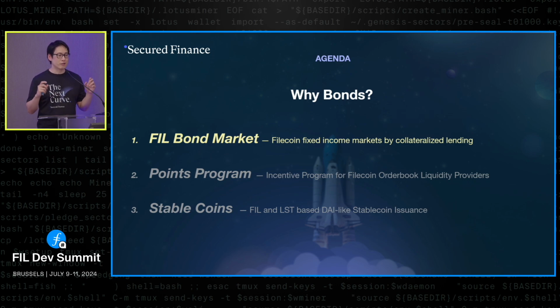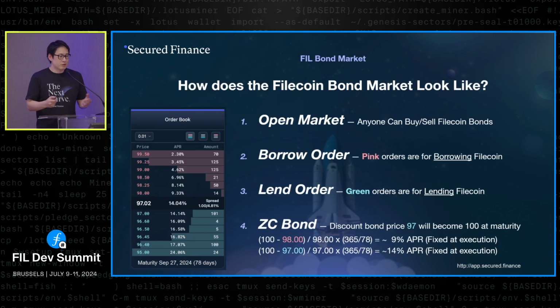Okay, standard lending as a bond market is what we're building. But before that, how does the Filecoin bond market look like? This is the essence. If you look at the order book, this is a market. So if you look at the order book, this is really the pure essence of the bond market.